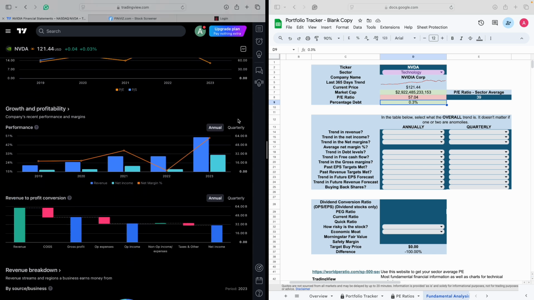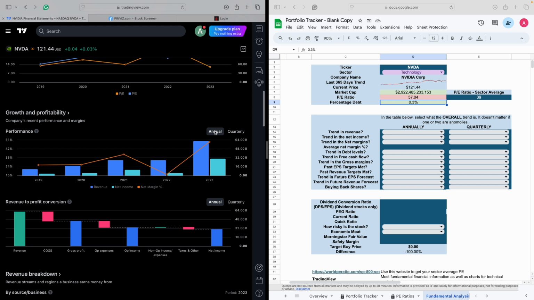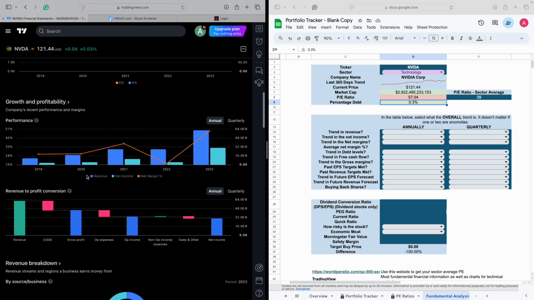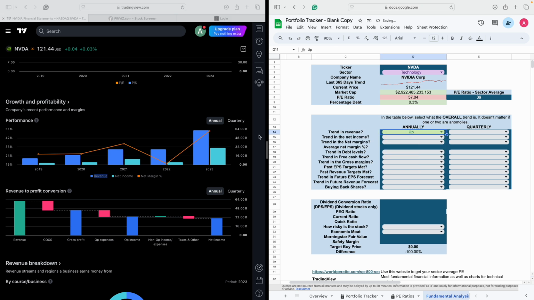and I look at this bit, the growth and profitability. You can see here there's a tab that says annual and there's a tab that says quarterly. So if I start with annual, I like to see first of all the revenue, which is the first question here, the trend in the revenue. So I look over the last few years, what's the trend in the revenue been? And to me, that trend is up. So I write up. The next thing I do is the net income. The net income is this light blue color, and if I look at that, it's been flat, but it's increased.